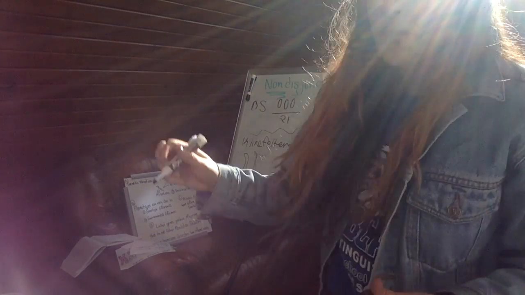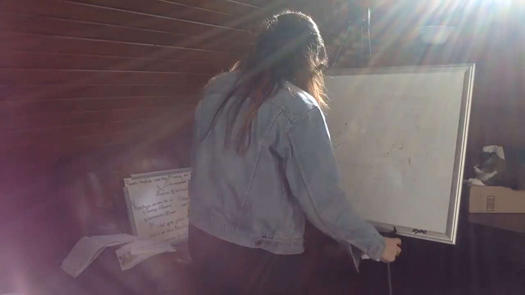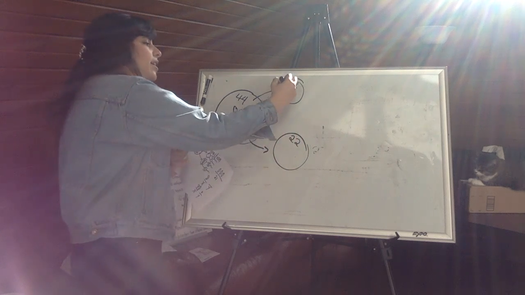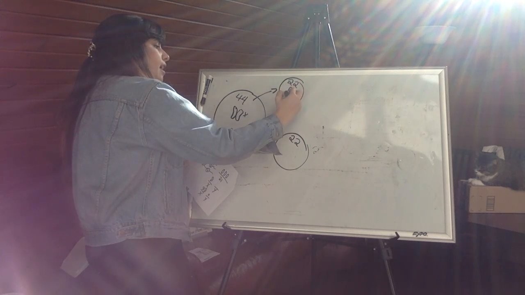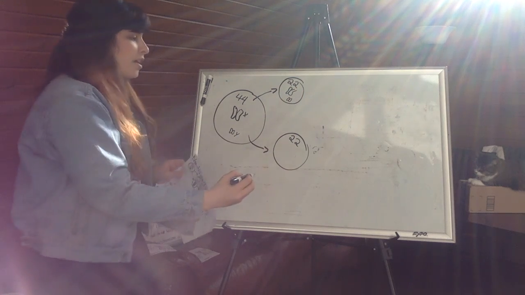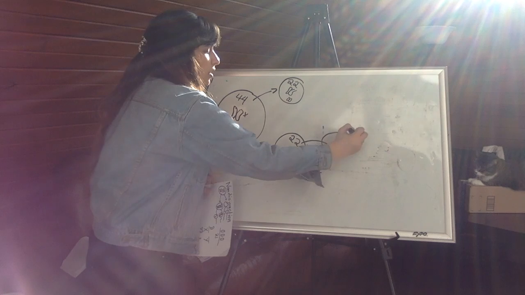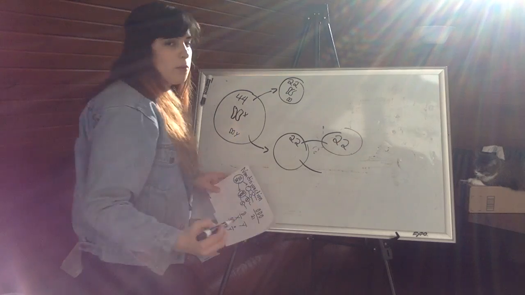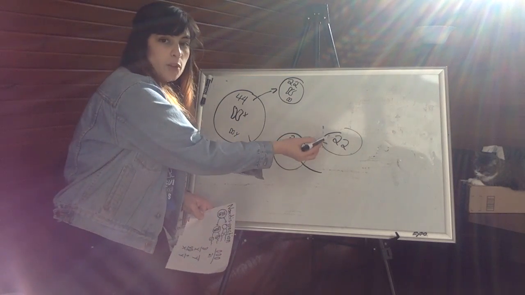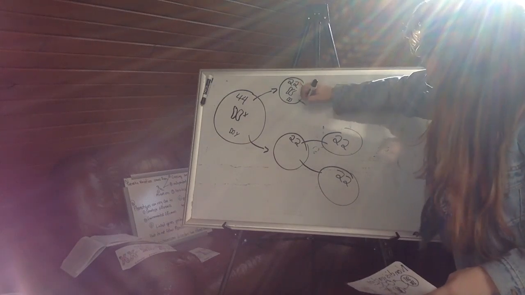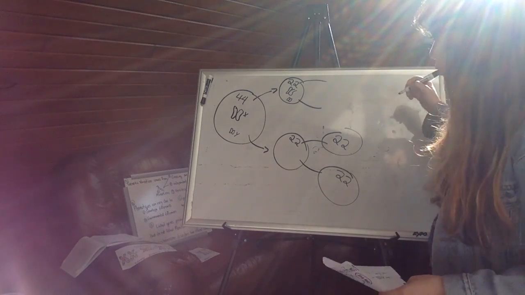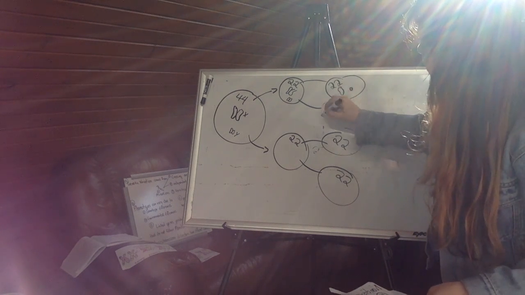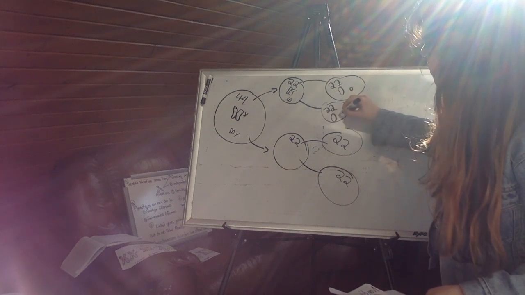If you hold on a second, I'm going to draw some pictures of non-disjunction. This cell has 22. This cell has 22. One of them gets both the X and the Y. One of them gets nothing. So now this cell can produce only sperm that have just 22 chromosomes where they should have 23, and there are no sex chromosomes present in the sperm. Let's take this cell and find our final products of meiosis 2. We can have 22 autosomes, an X and a Y, 22 autosomes, an X and a Y.